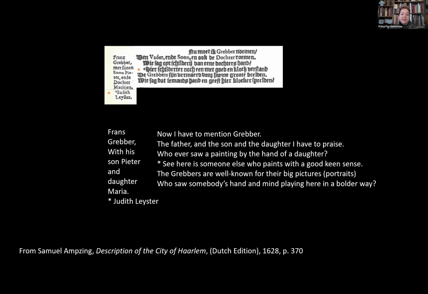And perhaps she is also referenced in that last line, the question, who saw somebody's hand and mine playing here in a bolder way? And Ampzing's use of an asterisk is not just a reference note, but also a pun on the star of Leicester. Although he wrote his first edition in 1627, we have no paintings from her dated that early. The first is 1629. But it's clear that even as a teenager, her work was worthy of mention.